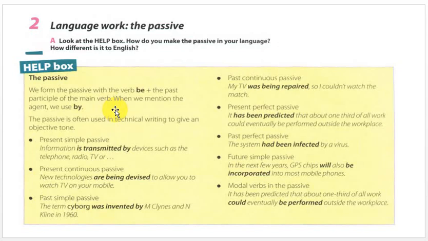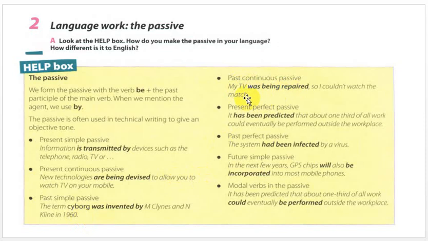Present simple passive. Information is transmitted by devices such as the telephone, radio, TV. Is transmitted: this is the past participle, and this is the verb be. Present continuous passive. New technologies are being devised to allow you to watch TV on your mobile. Past simple passive. The term cyborg was invented by M. Clynes and N. Kline in 1960.